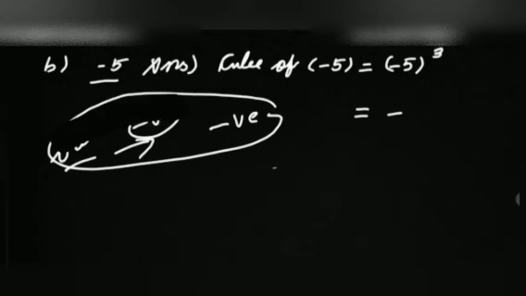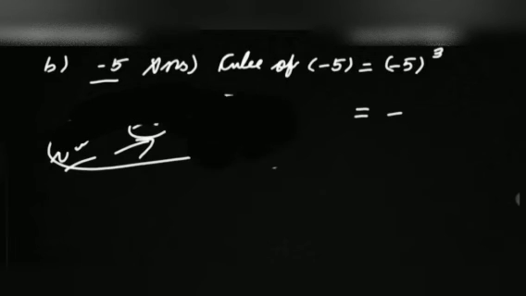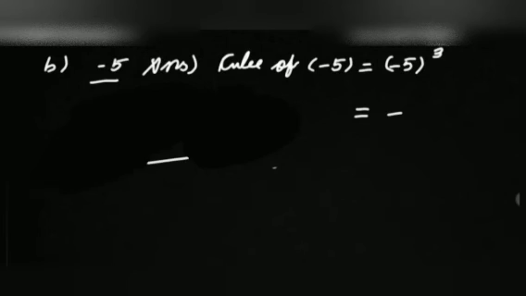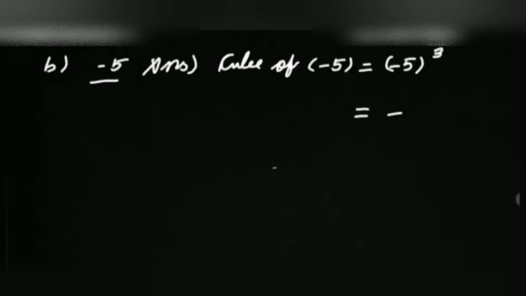So, in the coming steps, we need not bother about the sign of the answer. Why? Yeah, we already found the sign as negative, isn't it? Now, what is left? 5 cubed, or 5 raised to 3, means 5 has to be multiplied how many times? Yes, 3 times. 5 into 5 into 5.